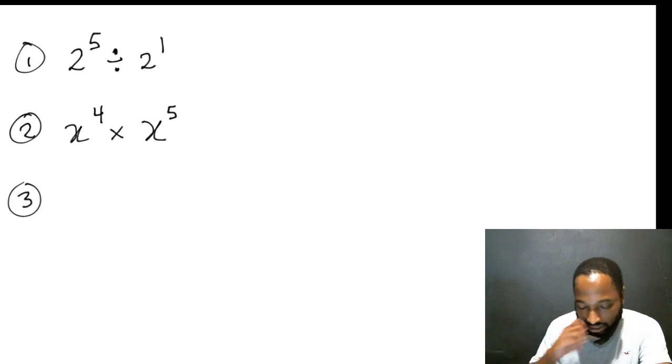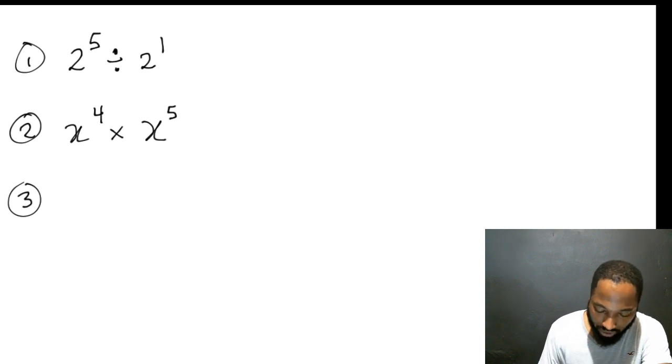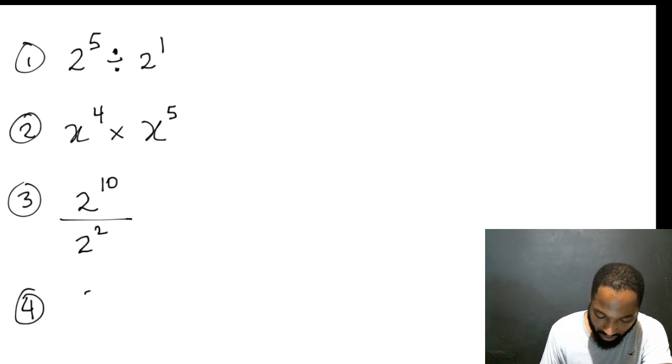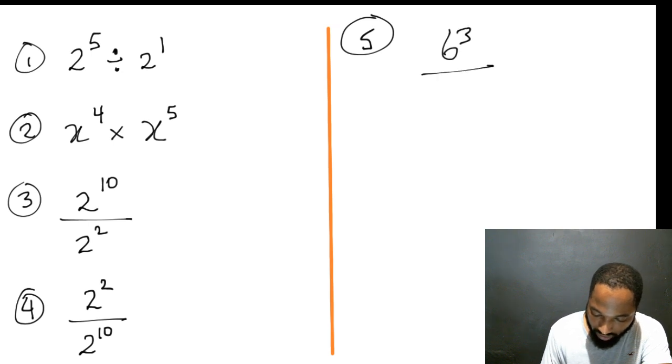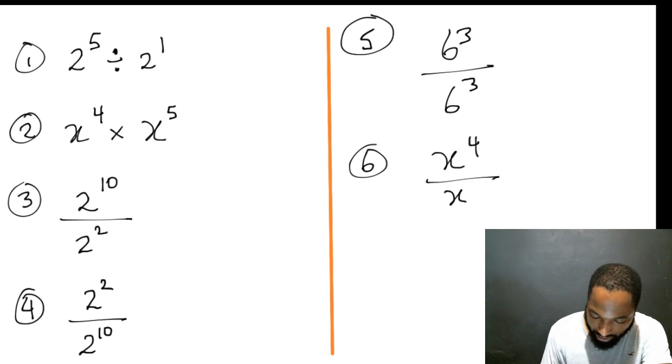3 is this. What is the value of 2 to the power of 10 divided by 2 to the power of 2? 4. What is the value of 2 to the power of 2 divided by 2 to the power of 10 now? So remember, I told you it starts to get really interesting after a while. Number 5, what is the value of 6 to the power of 3 divided by 6 to the power of 3? 6. What is the value of x to the power of 4 divided by x to the power of 3?